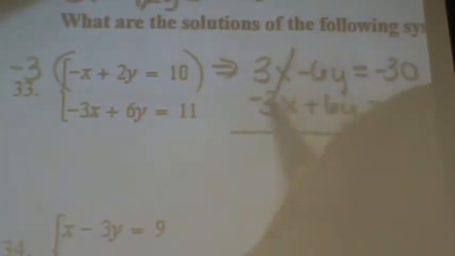When you add down, what happens? You get 0 equals negative 19. Does 0 equal negative 19? No. So this means there's no solution. These two lines are going to be parallel, they're never going to cross. Is the system consistent or inconsistent? Inconsistent. So this is an inconsistent system because there's no answer. The lines are still independent though, they're going to be parallel.